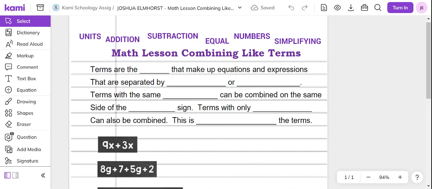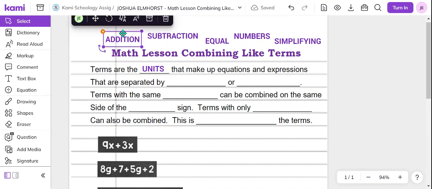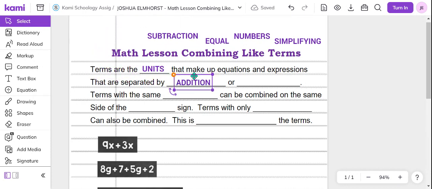the math lesson where we're going to take a look at combining like terms when we're looking at variables in expressions and equations. So the terms are going to be units that make up the equations and expressions. And the units are separated by addition or subtraction.